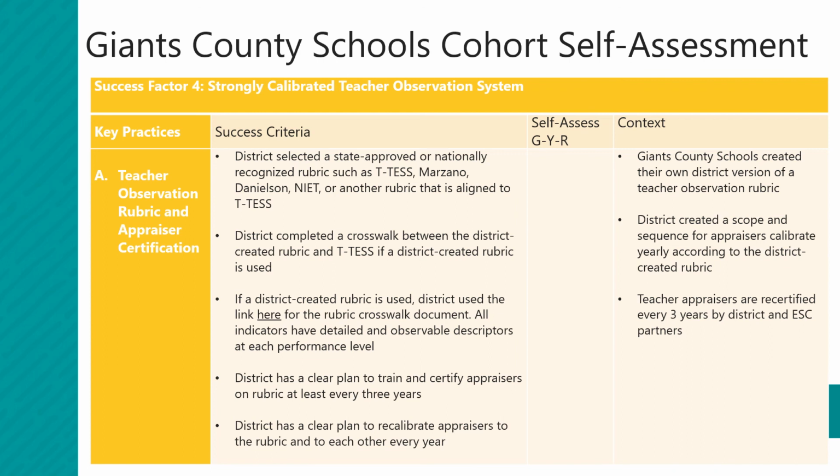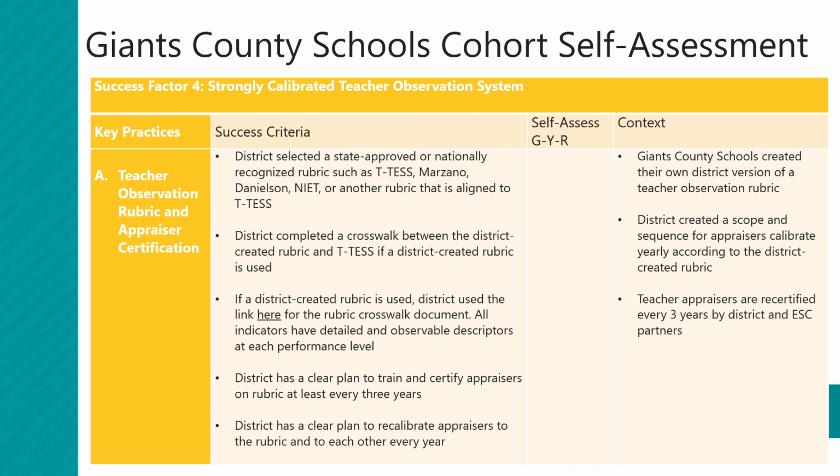It states that the district completed a crosswalk between the district-created rubric and T-Test if a district-created rubric is used. And the third bullet underneath the success criteria states that if a district-created rubric is used, the district used the link here for the rubric crosswalk document. So looking at the first bullet under context, we know that there is a district-created rubric that's used. We do not know if it was aligned to T-Test or not, and by our indication, it seems like it's not because the district did not list it in their context.